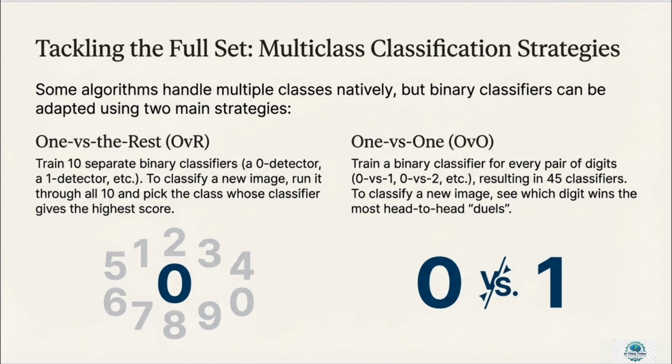In one versus one, we train a binary classifier for every specific pair of digits. One to distinguish zeros from ones, another one for zeros versus twos. For 10 classes, this requires 45 distinct classifiers. When predicting, we run the image through all 45 duels. The class that wins the most duels is the final prediction. This sounds tedious, but it is actually preferred for algorithms like SVMs that struggle with large dataset sizes, because each classifier only trains on a tiny slice of data.